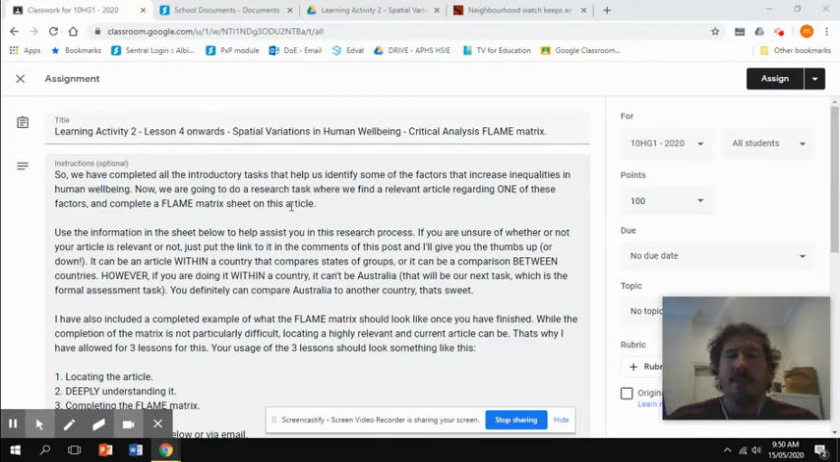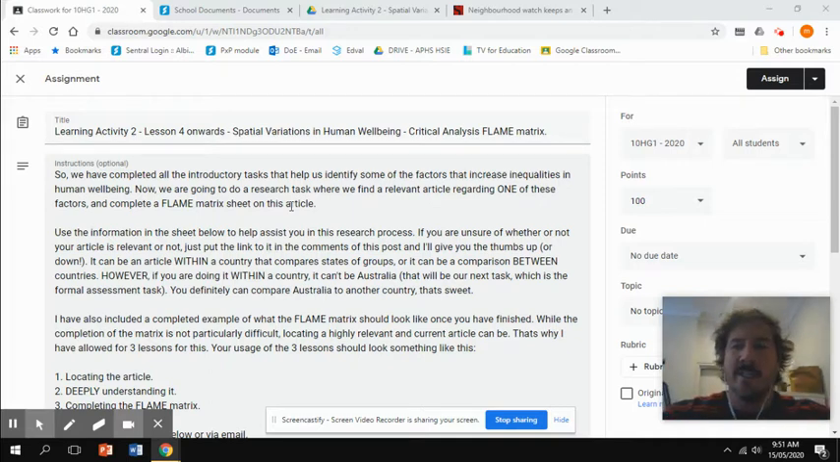So anyone who hasn't quite caught up on that stuff, you probably need to do that as a matter of priority today, and especially before you start this task, because you need to understand some of those key indicators of inequality, either within or between countries.